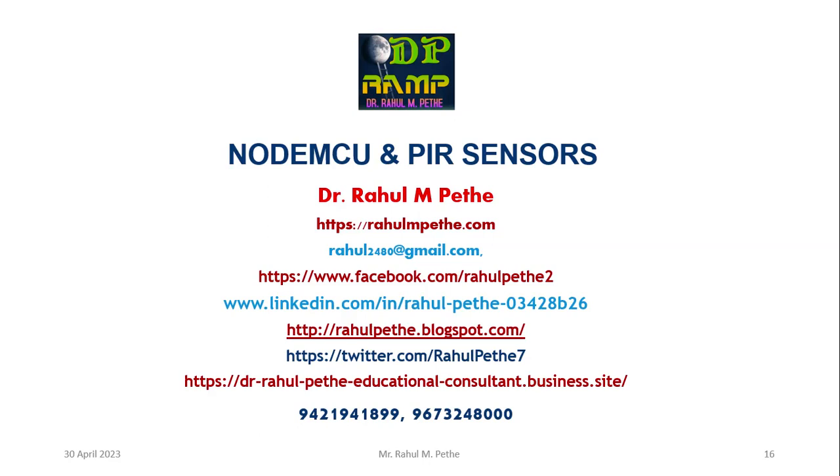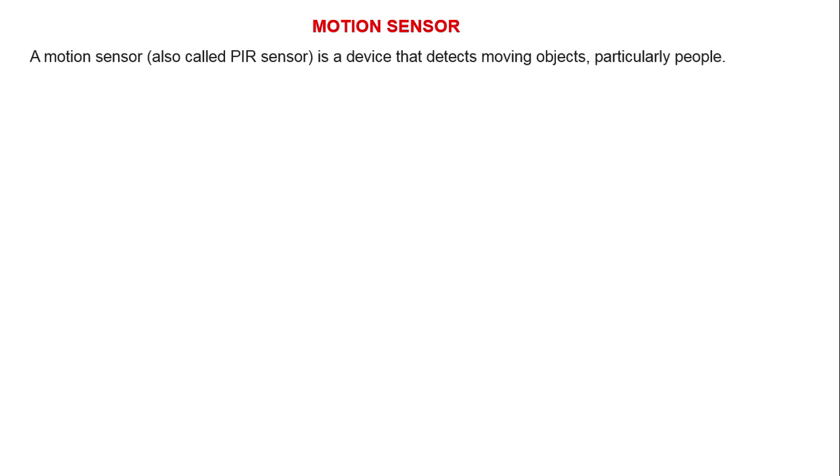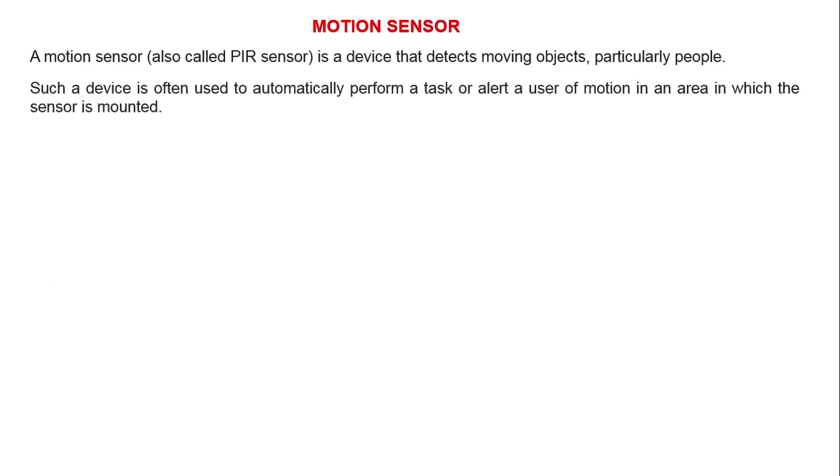Now what about the PIR sensor? What exactly is meant by PIR sensor? That is nothing but a motion sensor. The PIR sensor, also called a motion sensor, is a passive infrared sensor, a device that detects motion of objects. Particularly, we can say people's motion. If I move my hand in front of the PIR sensor, it can be detected. Any living thing's motion may be detected in front of the PIR sensor, but other motion may not be detected.